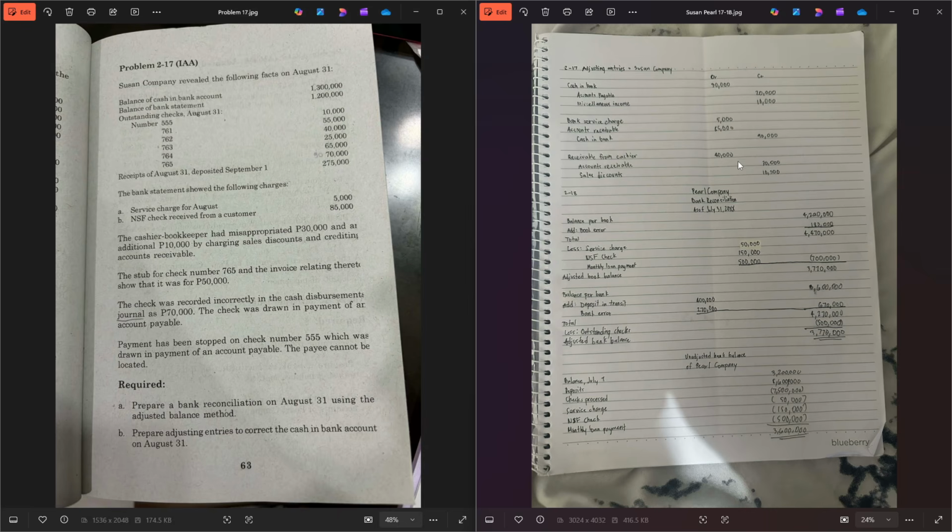Then receivable from cashier 40,000, accounts receivable 30,000, sales discounts 10,000. 30,000 and 10,000. So bakit receivable from cashier? Kasi the cashier bookkeeper had misappropriated 30,000 and an additional 10,000. So 40,000 was misappropriated by the cashier. Accounts receivable of 30,000 and sales discount of 10,000.